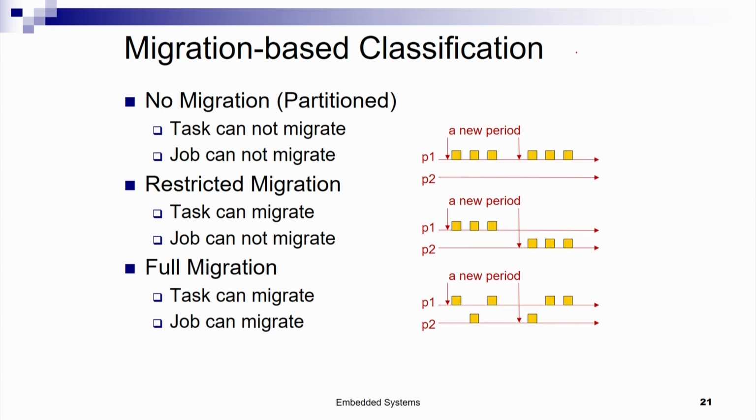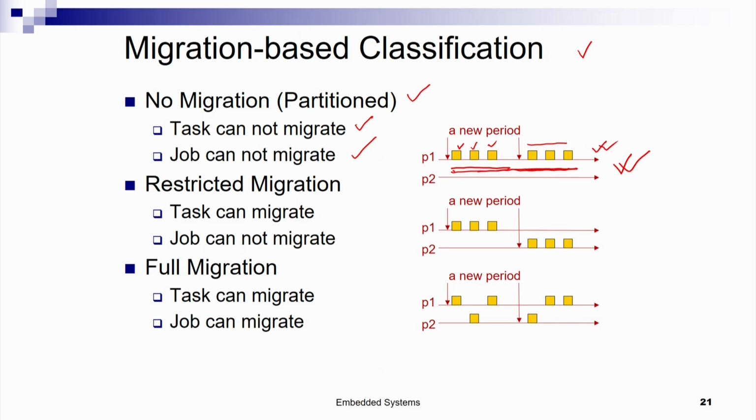So, based on this classification on migration, we can have different classes of scheduling algorithms. Firstly, we have no migration, where the task cannot migrate and the jobs cannot migrate. This is the case which shows that these are 2 distinct jobs and the jobs have distinct subtasks. Each of these boxes is a subtask of the same job. The job consists here of 3 subtasks, and all the subtasks of all the jobs of this task must execute on the same processor P1, and therefore, it is a completely partitioned approach.